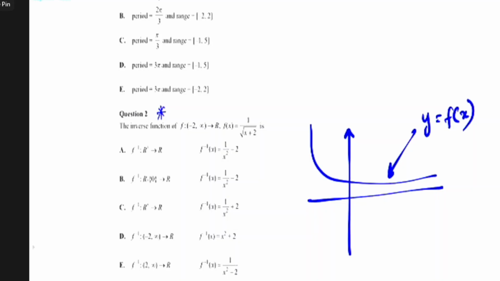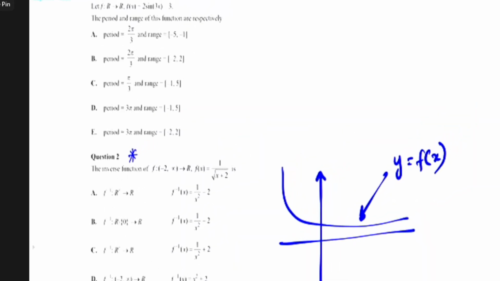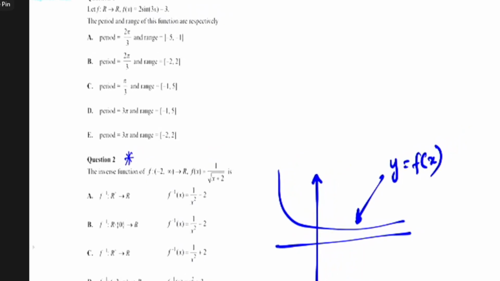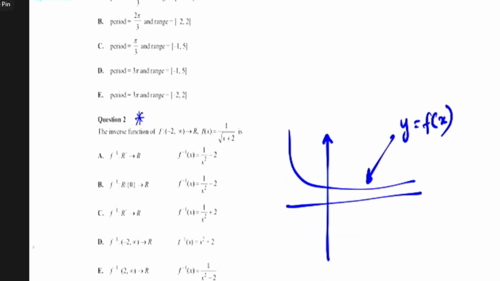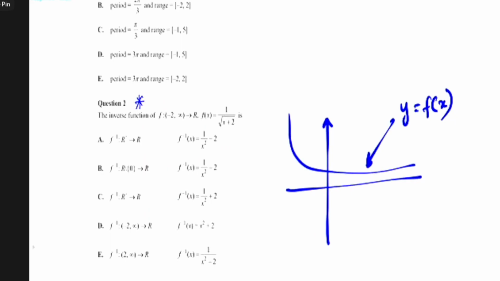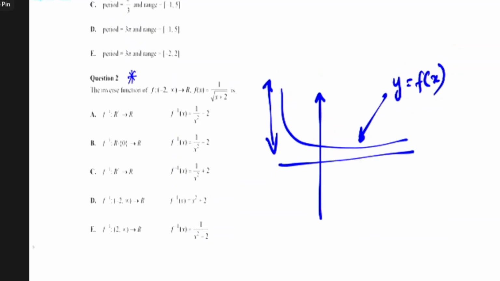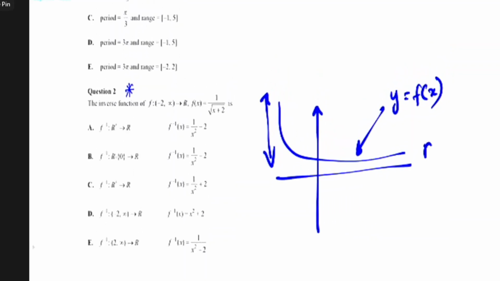Alright, so for the first question I'm going to discuss, it's question 2 of multiple choice, and it's asking for the inverse. So first of all, we have to understand that the graph has a range of R plus. So y is R plus.